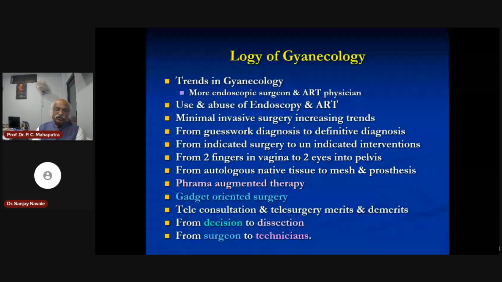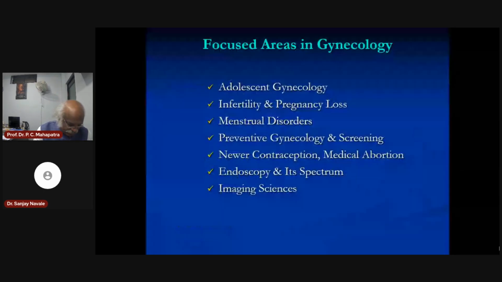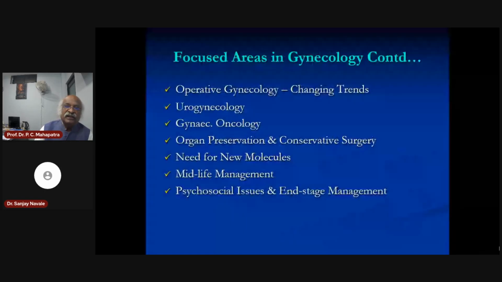I think a surgeon should be equally good in decision and dissection, and then they can be designated as a surgeon. Otherwise, she should be designated as a technician and a craftsman. These are some of the focused areas in gynecology: adolescent gynecology, infertility and pregnancy loss, menstrual disorders, preventive gynecology and screening, newer contraception and medical abortion, endoscopy and its spectrum, imaging sciences. I have told you they are already part of this, but these are all focused areas in gynecology where our next gen can devote attention.